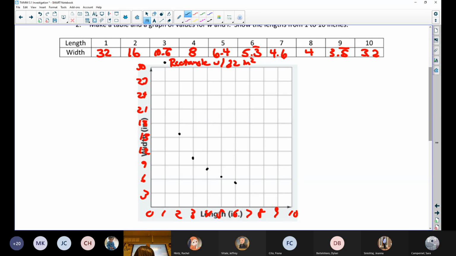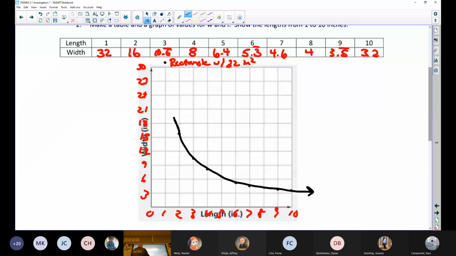So you start to see the dots starting to look very, very close to what we just had, right? 8 is 4. 3.5. 3.2. So again, if I connect the dots, okay, we have our line.